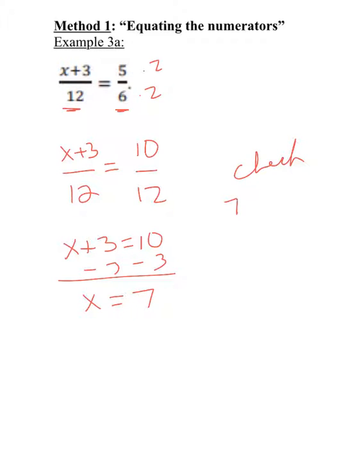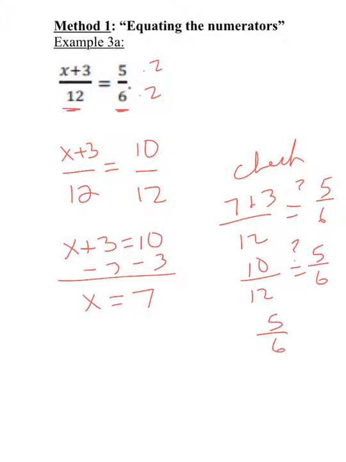If I do the check, I get 7 plus 3 over 12. Does that equal 5 over 6? So I get 10 over 12. Does that equal 5 over 6? That's the question. And of course, if you reduce that, or you throw it in the calculator and do math, enter, enter, you will get 5/6 equals 5/6. And yes, indeed, the check does work.